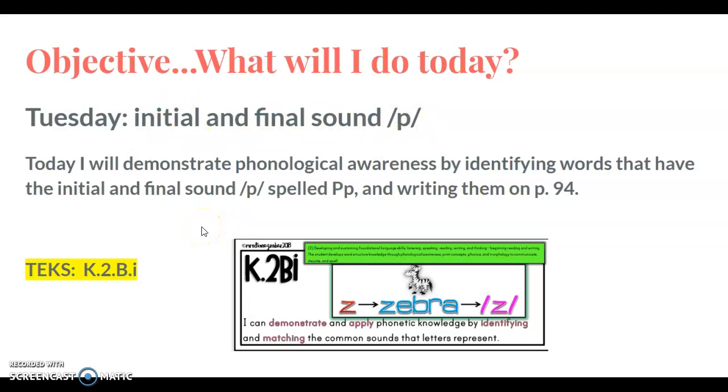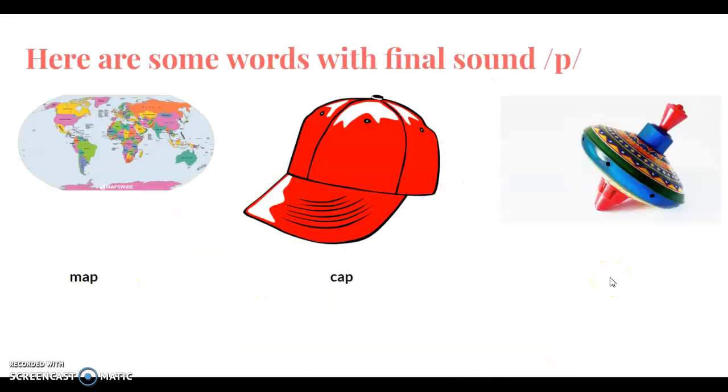Today I will demonstrate phonological awareness by identifying words that have the initial and final sound P, spelled P, and writing them on page 94. Here are the tasks we are covering today. Here are some words with the final sound P. We're not looking at the beginning sound. We are looking at the final or ending sound.